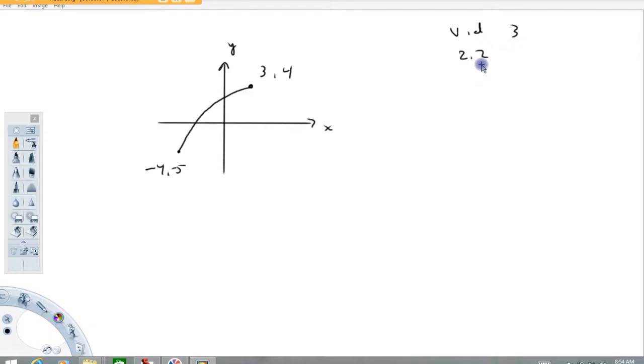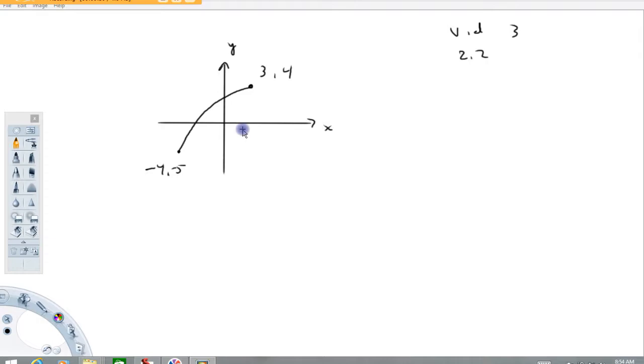There's a bunch of graphs there, and the directions are to identify the intervals over which the function is increasing, decreasing, or constant. So the first graph looks something like this. Now, you'll notice that as we go from left to right, the x values, we're moving to the right, and the graph is getting higher and higher. So this graph is increasing the entire time.